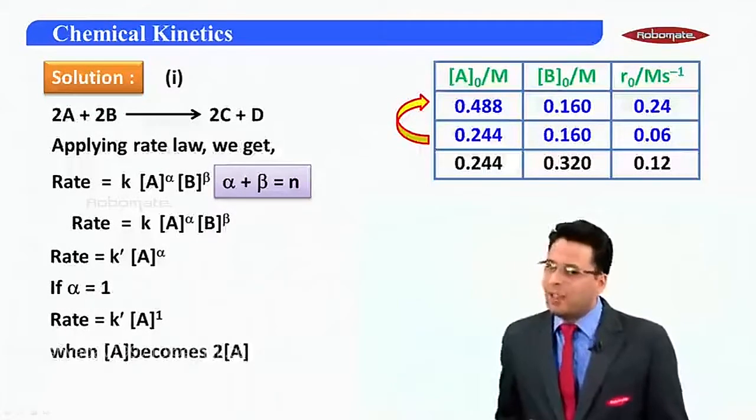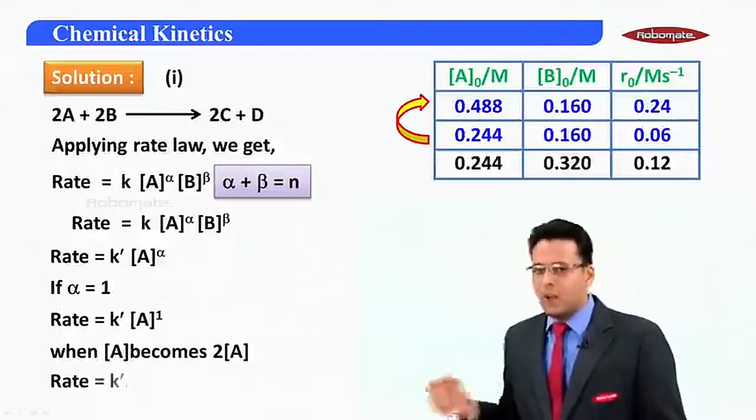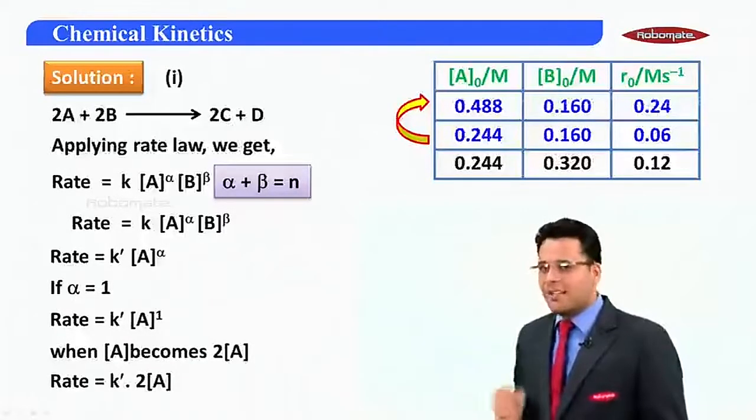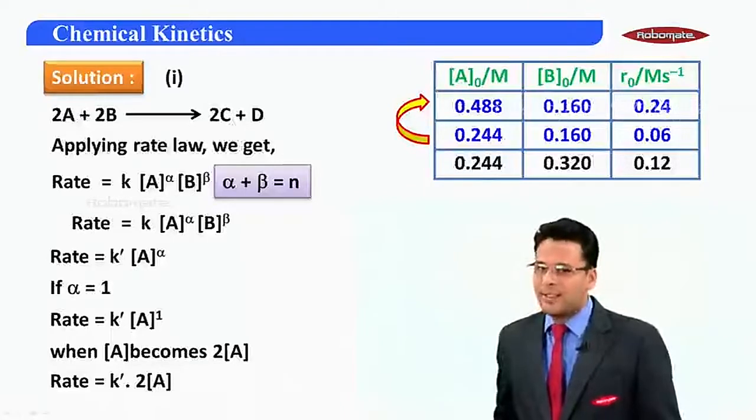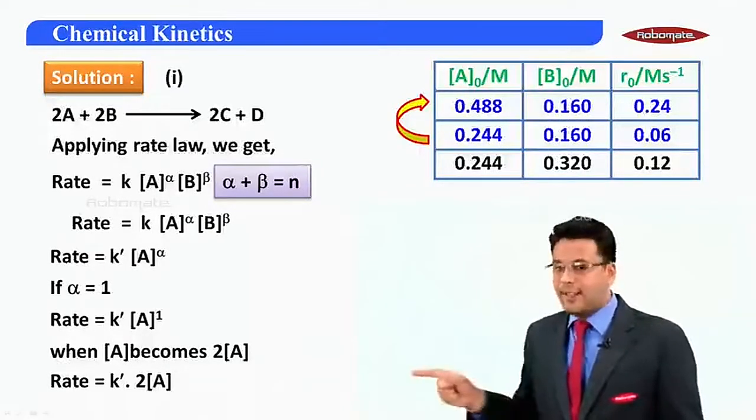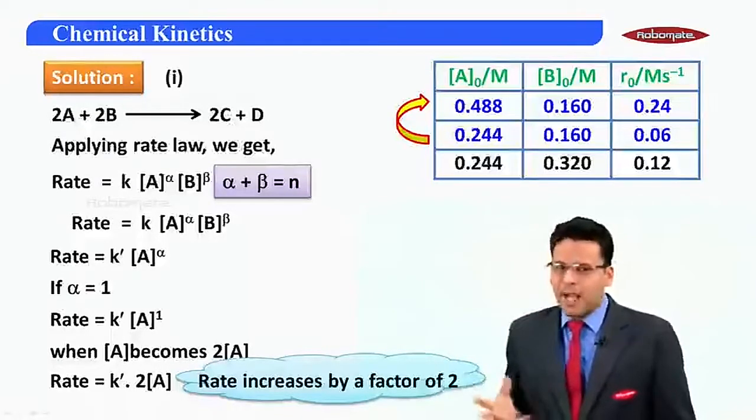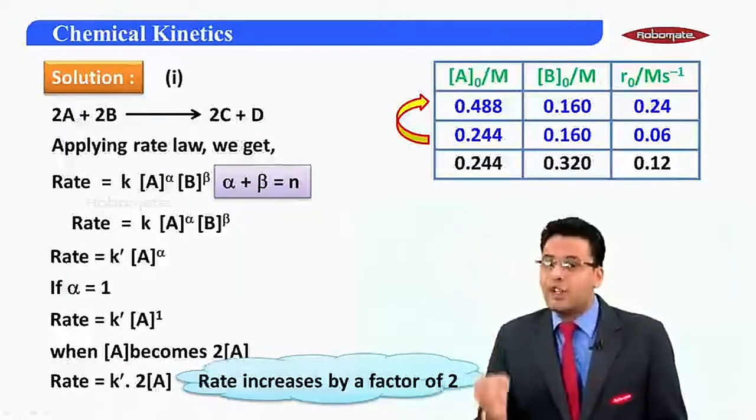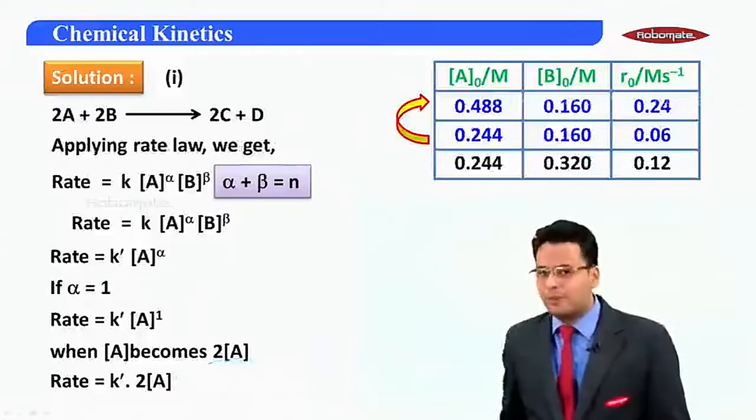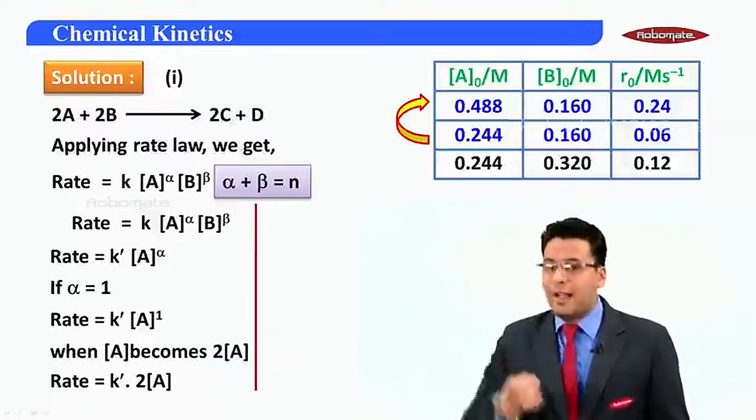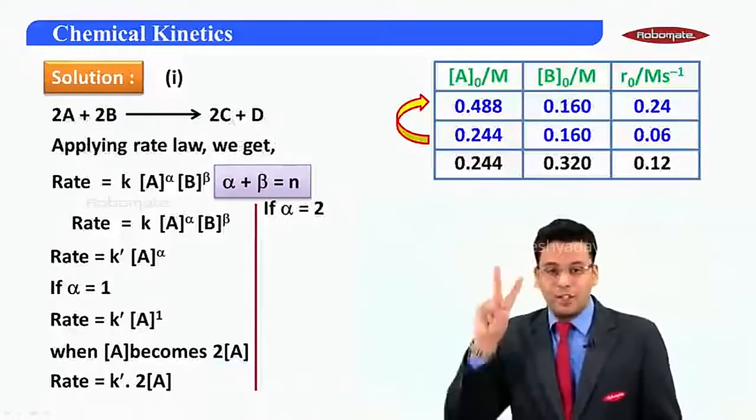And if we double the concentration of A, the equation will become rate is equal to K dash into 2A. So it's pretty obvious that in this case, the rate is increasing by a factor of 2. And that is not right. The rate should increase by a factor of 4. So let's try another value of alpha. Let's take alpha value as 2.